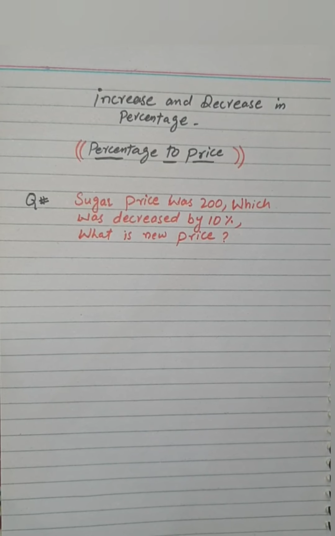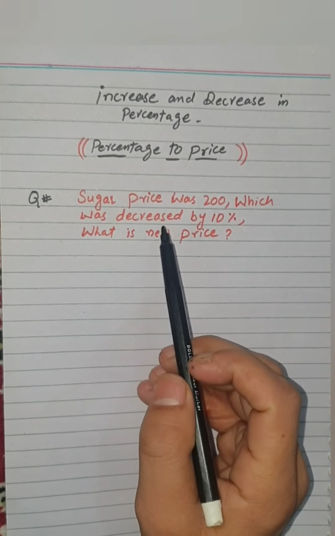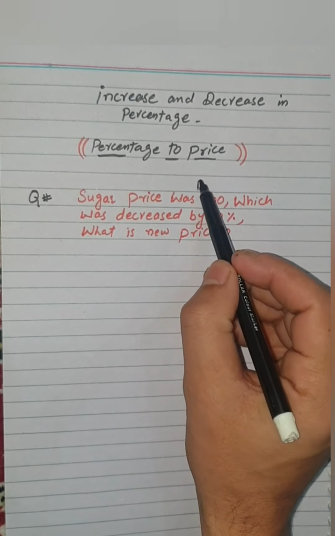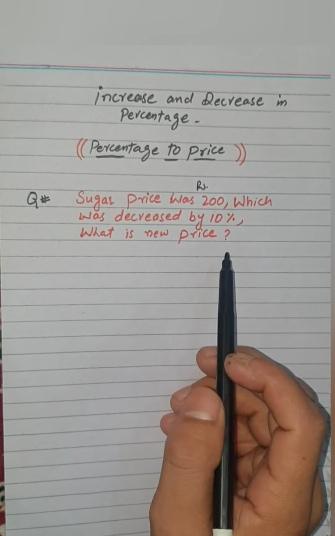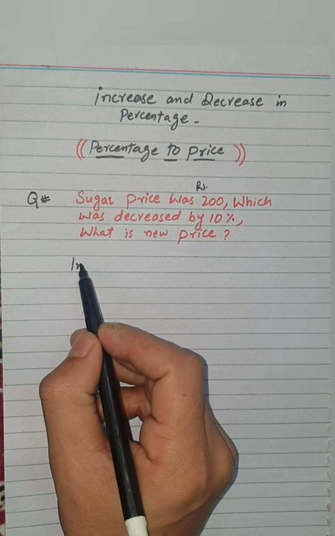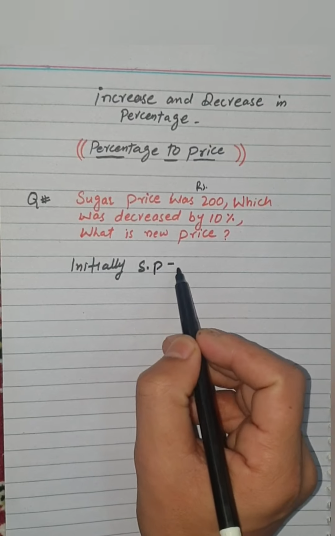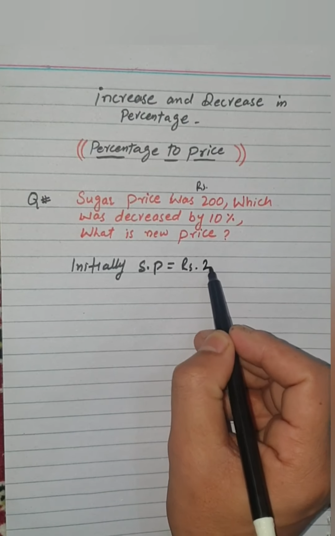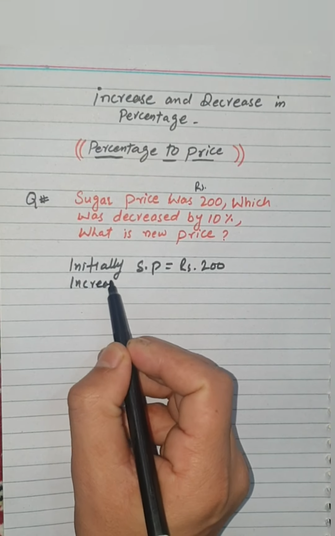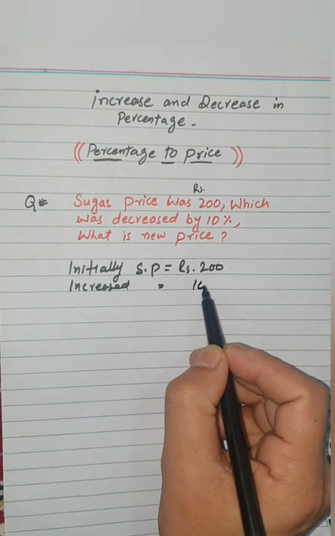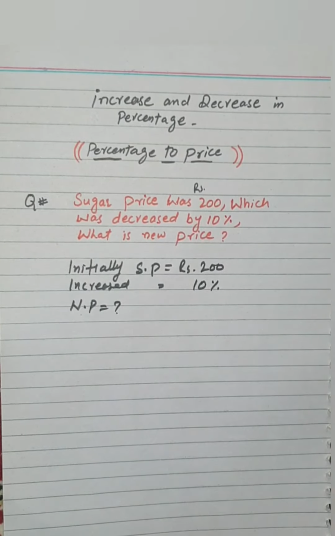So the question is: the sugar price, which was Rs 200, was decreased by 10%. What is the new price? This means that initially the sugar price was Rs 200. So how to find the new price?